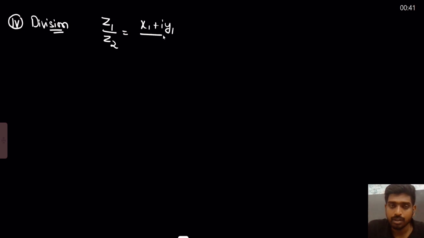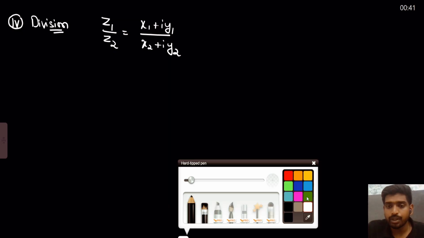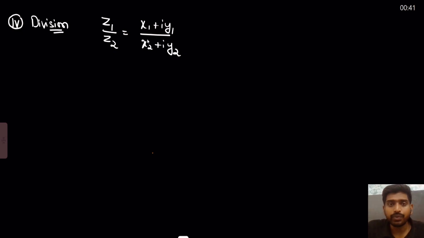Fourth operation, the division operation. How to divide two complex numbers. Suppose we want to find z1 divided by z2. For that, z1 I will write in the numerator. What is z1? Z1 is x1 plus iota y1. What is z2? Z2 is x2 plus iota y2. So what we will do here is try to remove this iota from the denominator. I will rationalize this complex number. How to rationalize a complex number? We will multiply the numerator and denominator by the conjugate of the denominator.